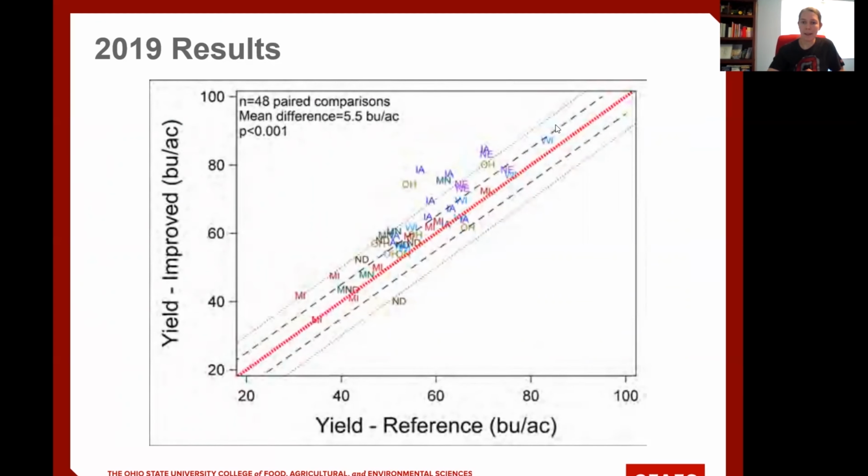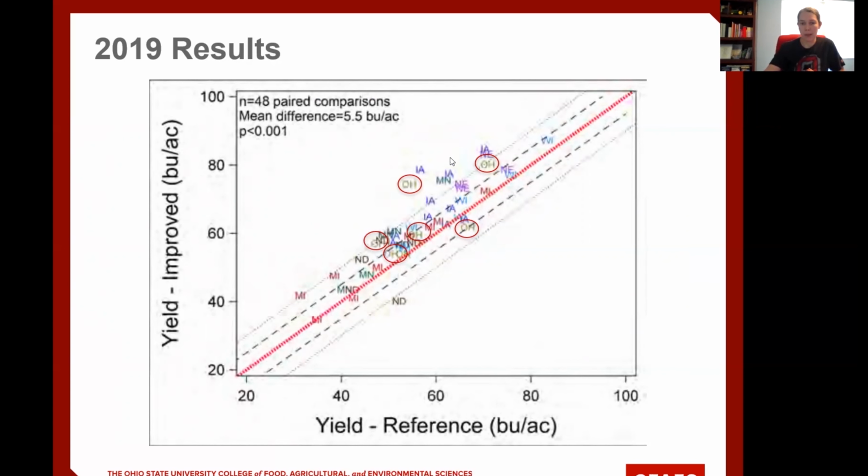So basically, research trials that were above this line meant yield was greater for the improved treatment. If any trials fell below the red line, it means that yield of that reference or standard treatment, later planting, higher seeding rate, and no foliar application yielded greater. I circled the Ohio locations here so they would stand out a little bit more.